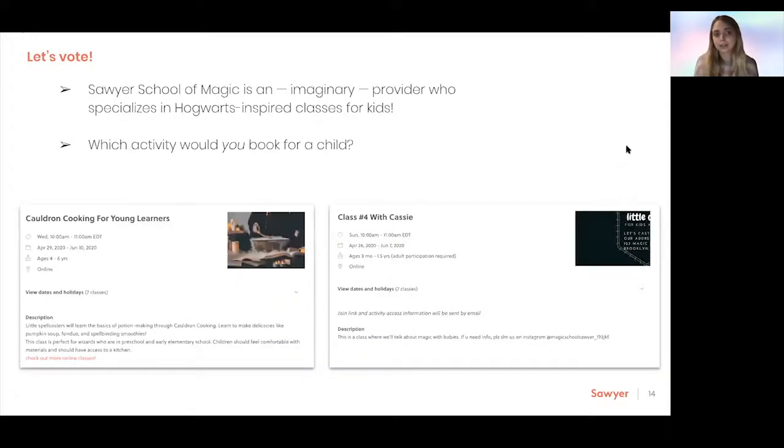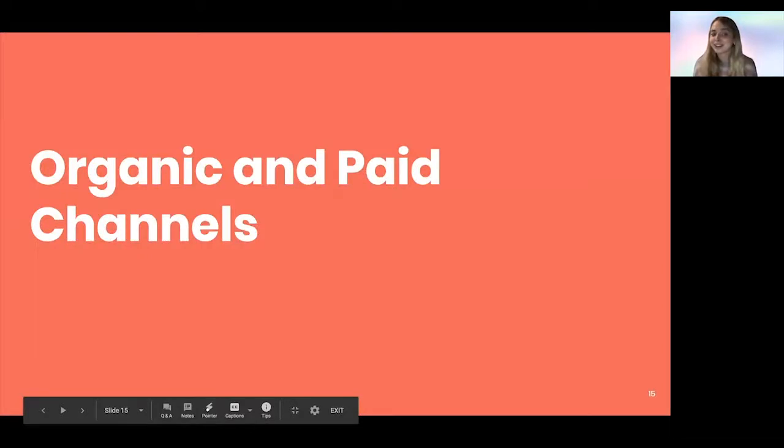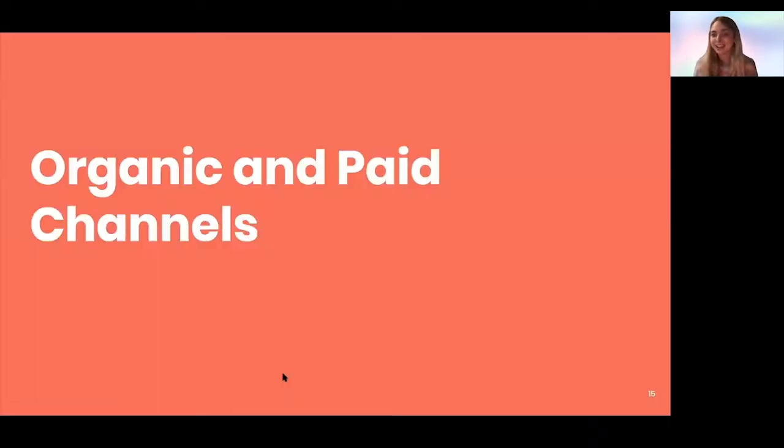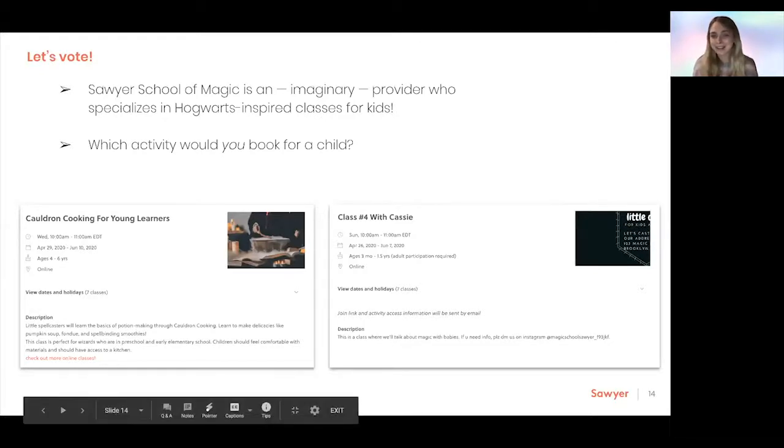Let's go on to the next slide. And now we're going to vote. I noticed there are a few questions before asking, like, do you have examples of fun activities? If you've tuned into webinars before, you might know that Sawyer School of Magic is a totally imaginary provider that specializes in Hogwarts-inspired classes for kids. Which activity would you book for a child? Activity A is cauldron cooking for young learners, and activity B is class number 4 with Cassie. We're going to launch a poll, and I would love to know what you guys think is the better activity.